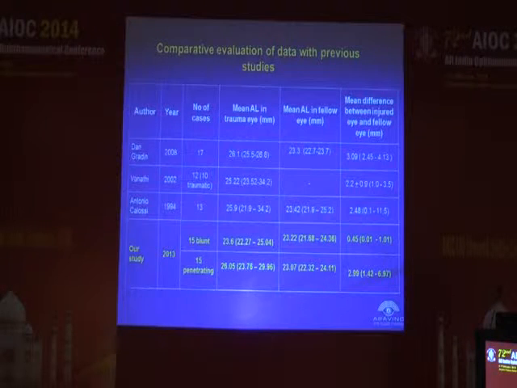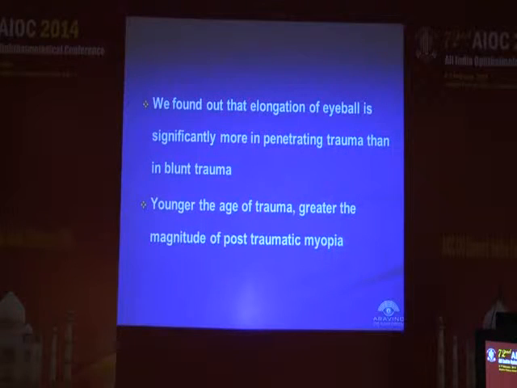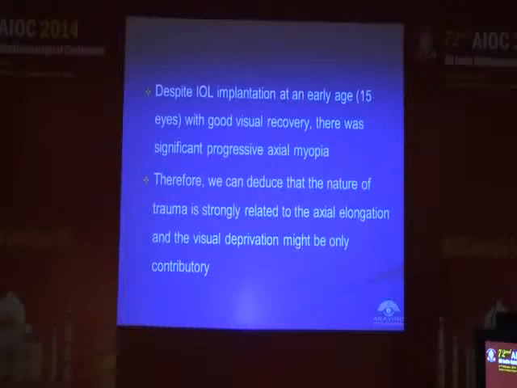Comparing with previous studies, we have the largest sample size, and we have compared blunt trauma with penetrating trauma. Axial length elongation was comparable with other studies in penetrating trauma. We found that elongation of the eye wall is significantly more in penetrating trauma than in blunt trauma. The younger the age of trauma, the greater the magnitude of post-traumatic myopia. Despite IOL implantation at an early age with good visual recovery, there was significant progressive axial myopia.